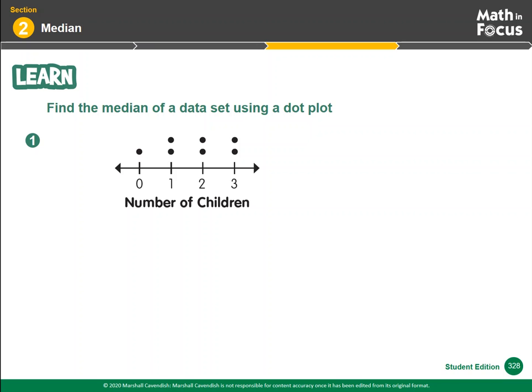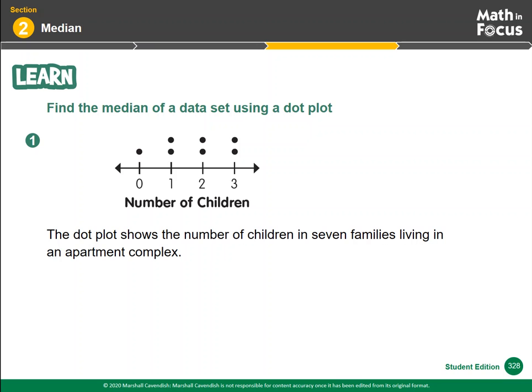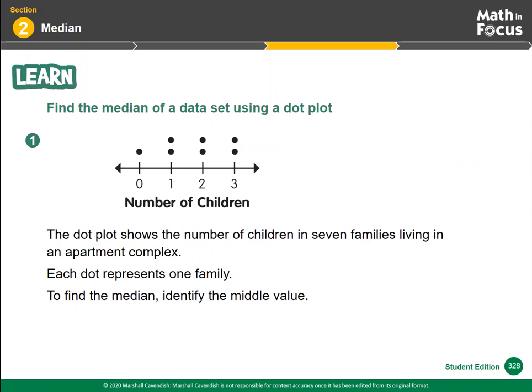All right, I like this method, and I'll show you why, because I don't have to write down any extra numbers. The dot plot shows the number of children in 7 families living in an apartment complex. Each dot represents 1 family. To find the median, identify the middle value.